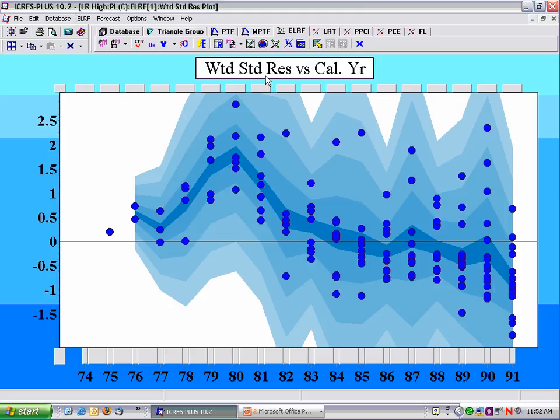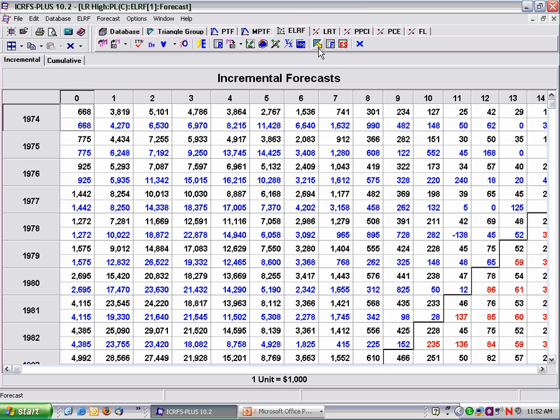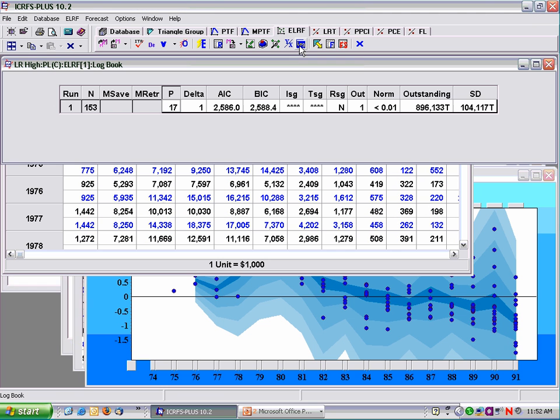So the answer we get now is based on a trend which is much higher than the trend in the data. And if we just look at our logbook, we have a mean of 896 million, T stands for thousands, and the standard deviation is 104. Now, these numbers, in my view, are really all meaningless, because an assumption in the method violates what in fact is going on in the data.